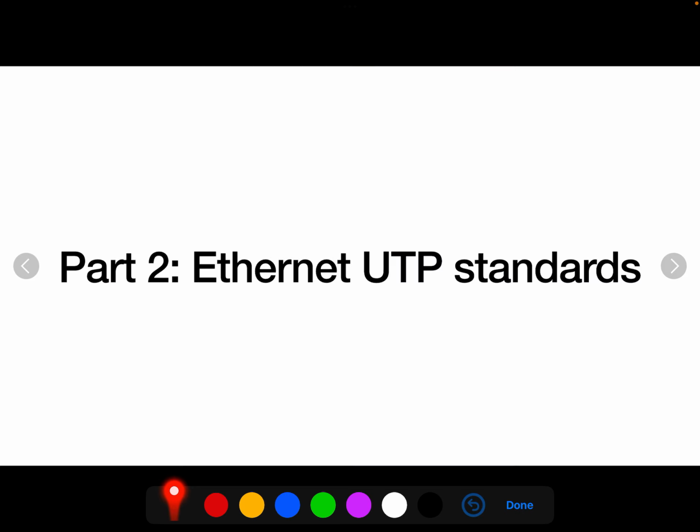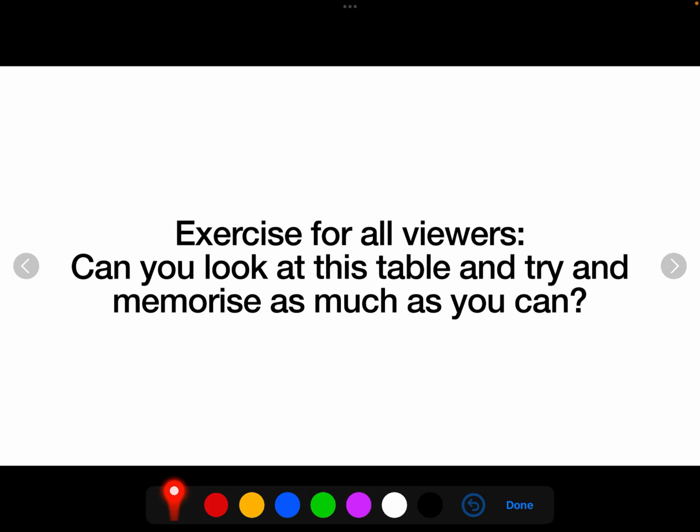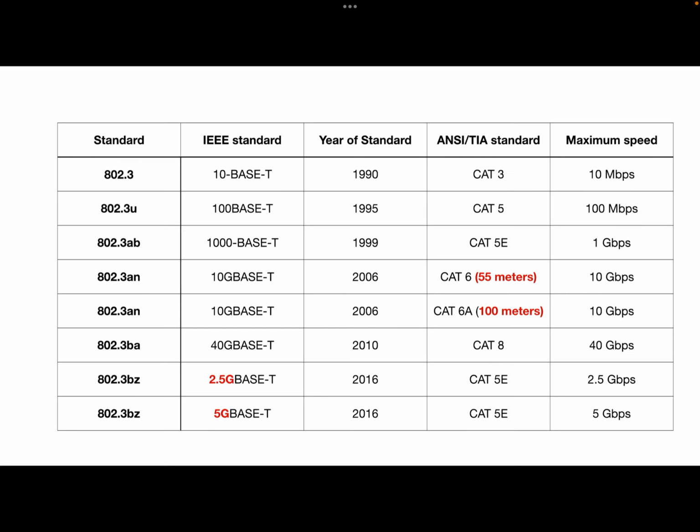Now, if we move on to part 2, Ethernet unshielded twisted pair standards. This is an exercise for all you guys watching. I'd like you to look at this table, pause the video, and give yourselves 2 to 3 minutes. Try and memorize as much as you can of this table, and then please unpause the video. Try and remember as much as you can, because I'm going to ask you to do a little exercise on pen and paper. So please get a pen and paper out ready, because there's going to be an exercise to do after you've looked at this. So please pause the video now and give yourselves 2 to 3 minutes.